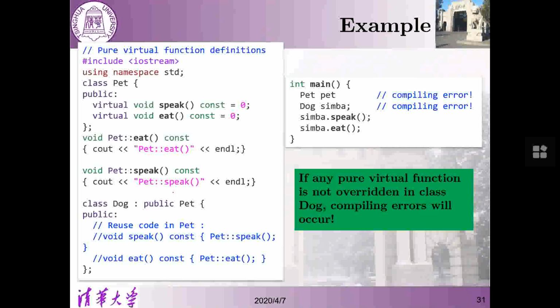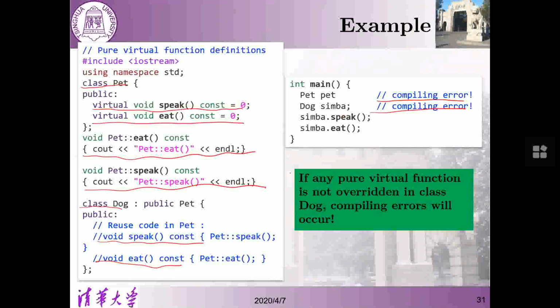Here is an example. You can see here we have class Pet. These are pure virtual member functions. However, we can still define the function body, right? Like this. And then in this class Dog, if we do not define the function body for the pure virtual function, then there will be a compilation error. We cannot define objects. If we define the function body here, then it will work. Okay, so this is the abstract class and pure virtual function.